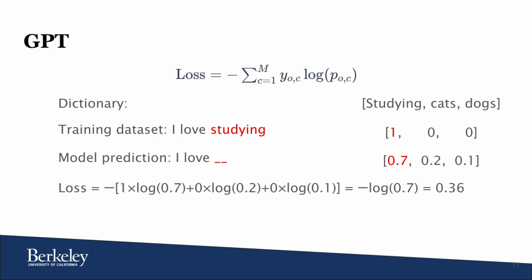Assume that we have a dictionary for 3 words, studying, cats, and dogs. In training data, the sentence is I love studying. So here, 1 means the ground truth for this data is studying, and there's no cats and no dogs. In prediction, we don't have studying, we only have I love. So the model gave a prediction of different possibilities for each word in the dictionary, which means we have 70% for studying and 20% for cats and 10% for dogs. We can use this formula to calculate the loss, which is 0.36.